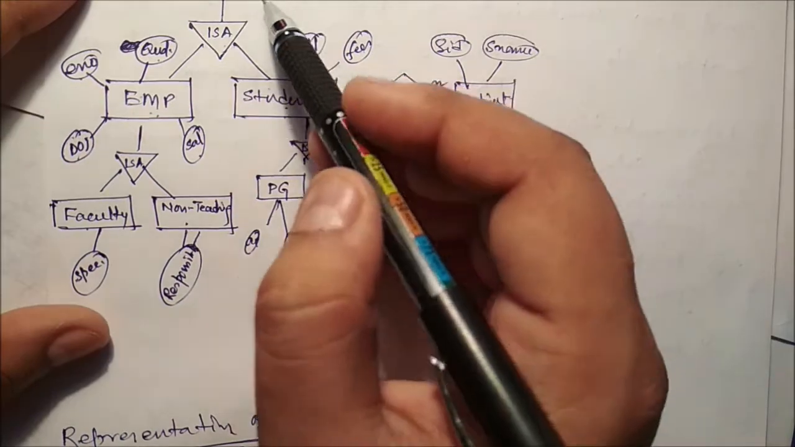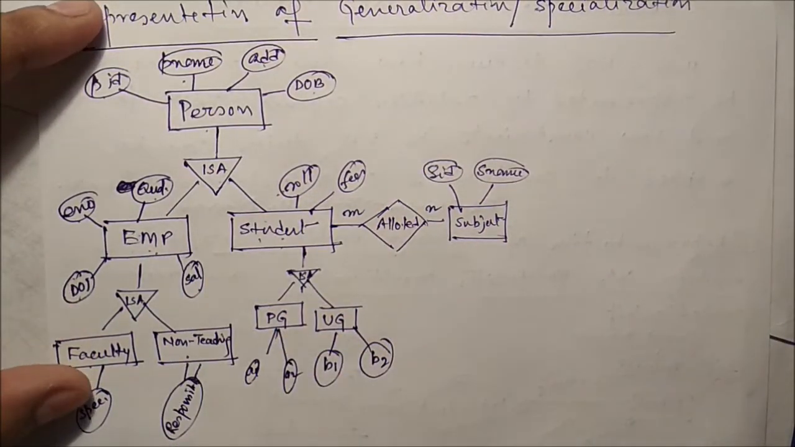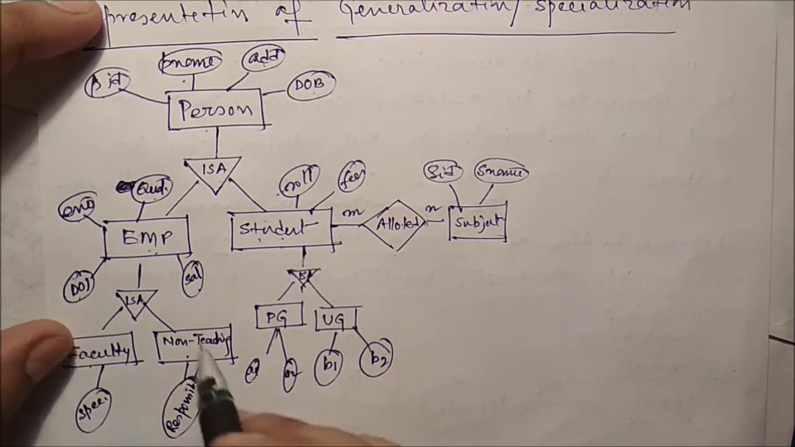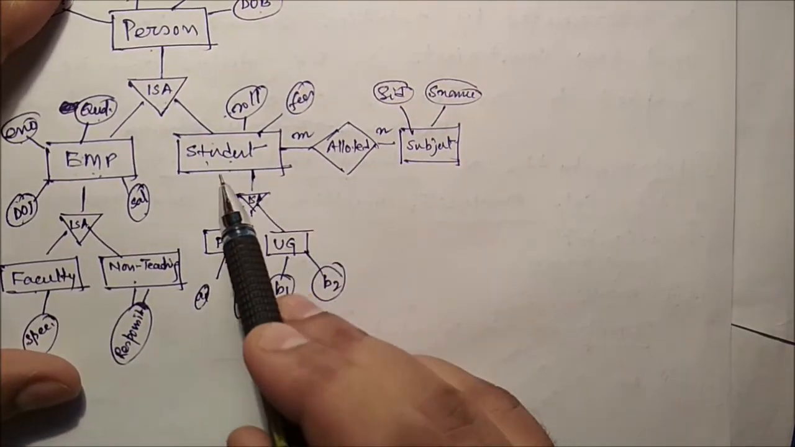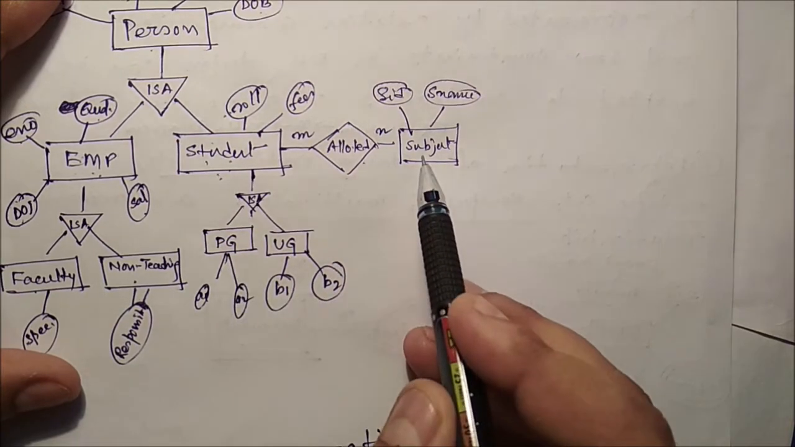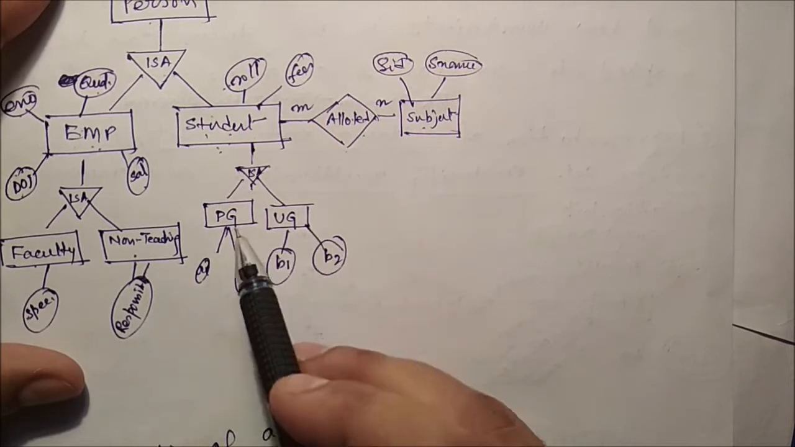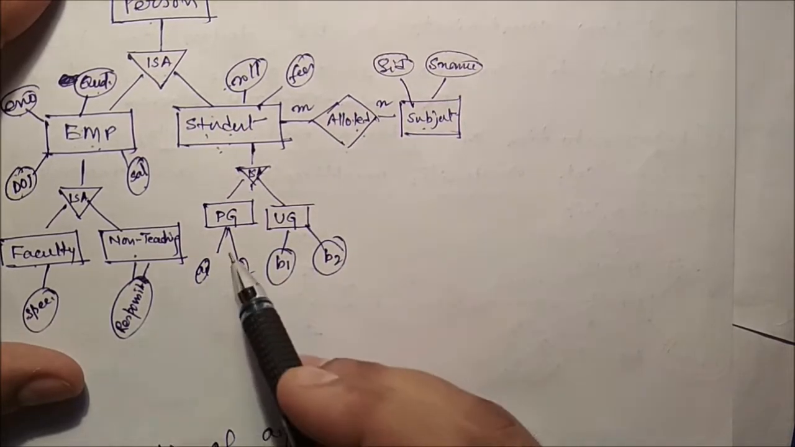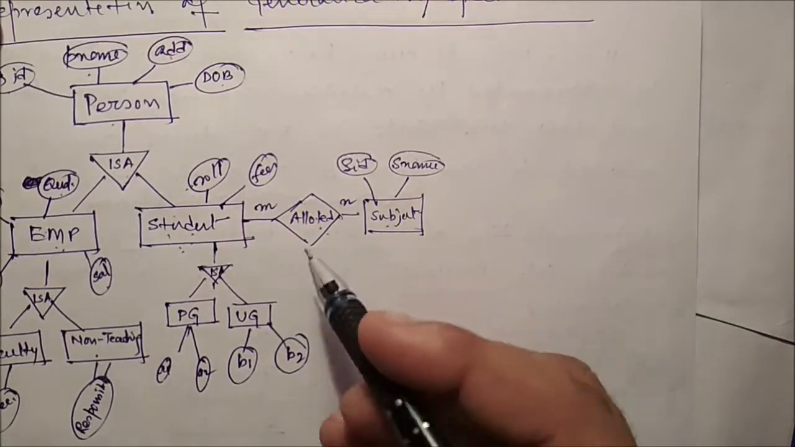So here one generalization is there, one specialization, or if you move in reverse, generalization. And here one relationship is there with the student: student allotted subject. That means this is applicable to the subclass also, and this relationship is also applicable to the PG and UG student. Okay, so we will see one by one.